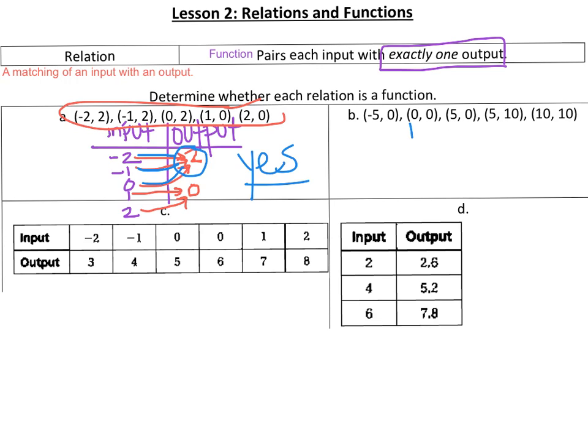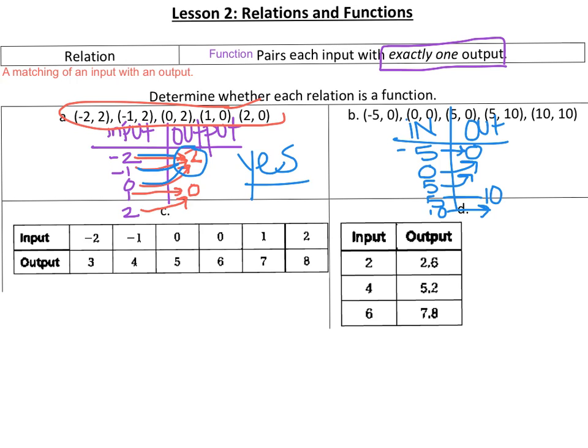Let's try the next one. Again, we are going to write our input and our output table. So I have a -5, and it goes to a 0. So I'm going to draw an arrow. I have a 0 that goes to a 0. I have a 5 that goes to a 0. I have a 5 that goes to a 10, and a 10 that goes to a 10.